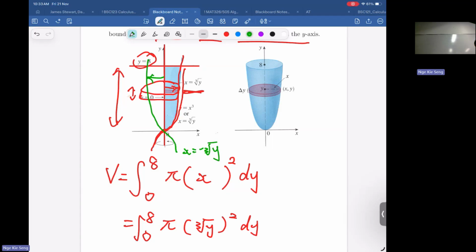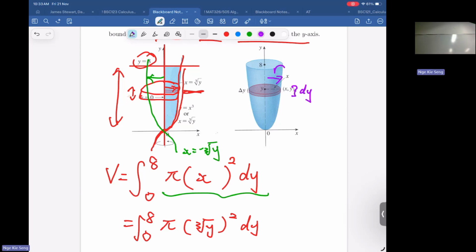So far, any questions or not? To appreciate this formula here, you need to understand where you get this from. So this is your radius, and this is your dy. Your thickness happens in the y direction.